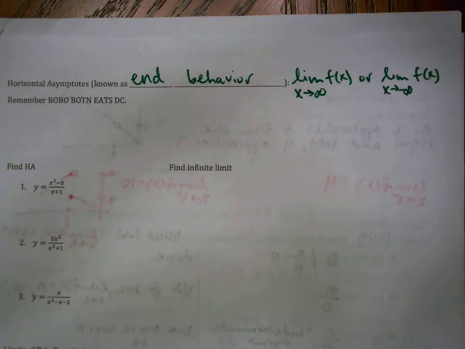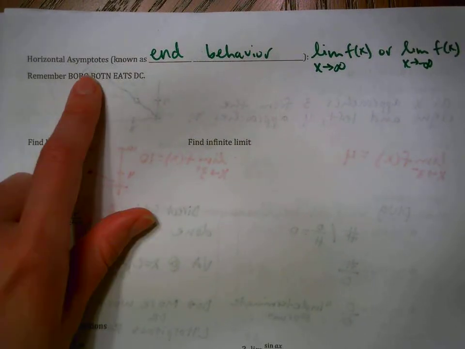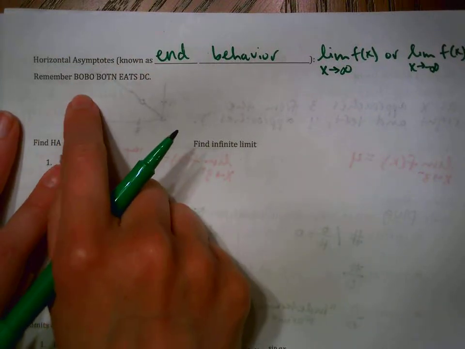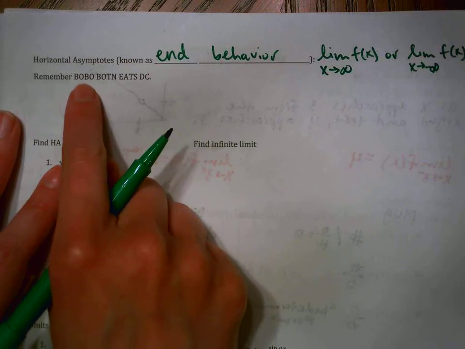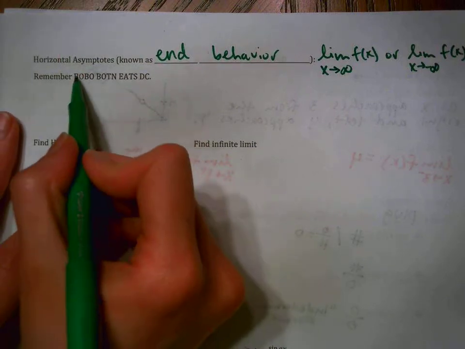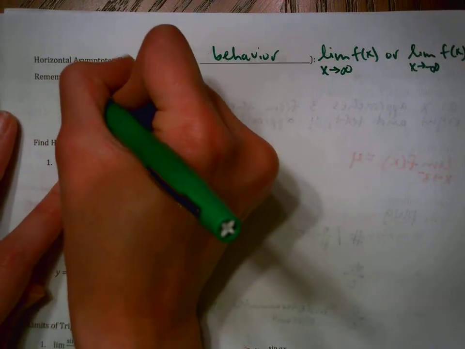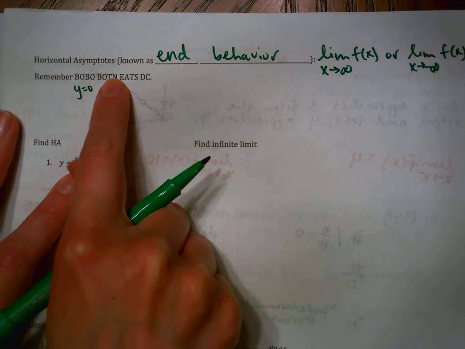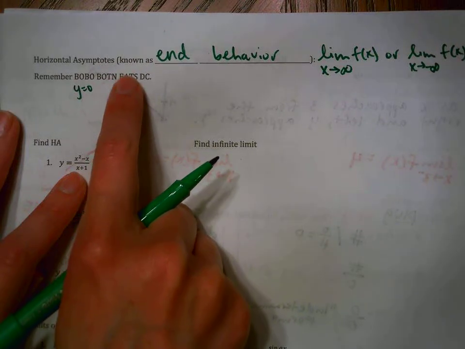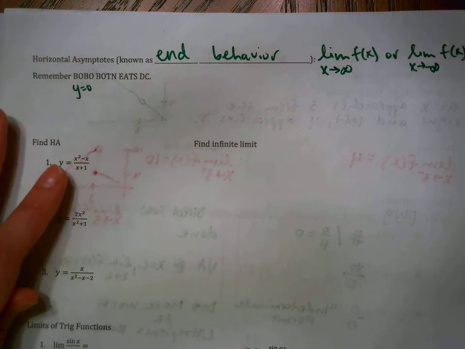So what it's going to do is it's either going to go up forever, down forever, or approach a horizontal asymptote. So that's where we use these Bobo Bottom Eats DC. I'm not going to write all this out to save time. You should be able to look in your notes. I want to say this is in a different chapter too, but I can't remember. But you can pause the video and write it yourself. Bigger on bottom, then it's going to be y equals 0. Bigger on top is none, which we'll talk about what you would do for that. And then if the exponents are the same, you divide the coefficients. So that is talking about horizontal asymptotes.